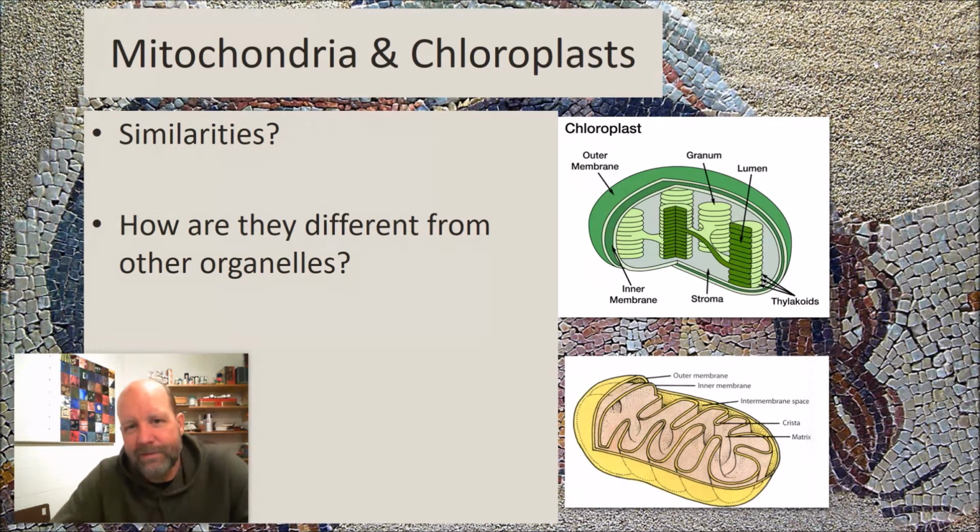Mitochondria and chloroplasts have some interesting similarities. They have their own DNA inside of there. Their DNA is circular. They have a double membrane. They have their own ribosomes, which are bacterial ribosomes. So they're very different from most of the other organelles. Having their own DNA is really weird. Most organelles don't have DNA, don't have ribosomes, don't have a double membrane. Right? All of those are clues to the origin of mitochondria and chloroplasts.